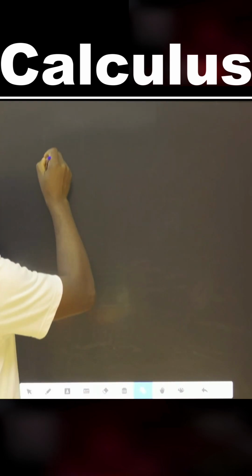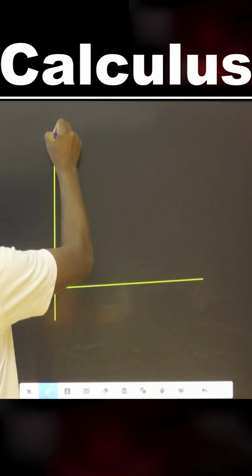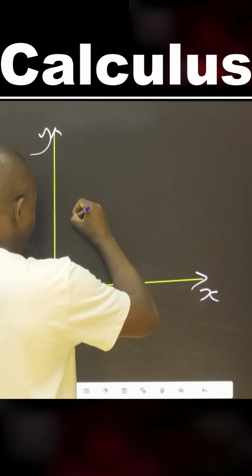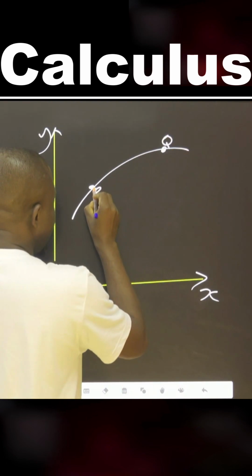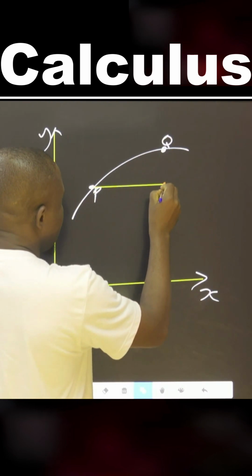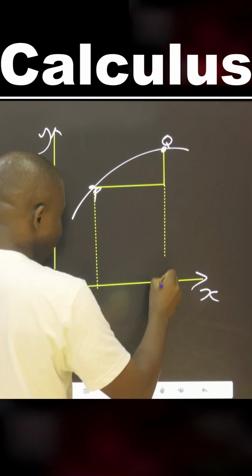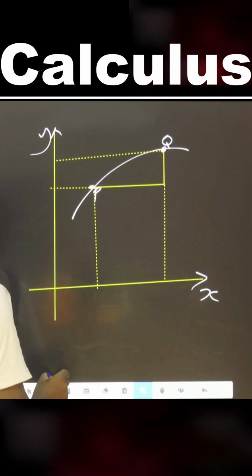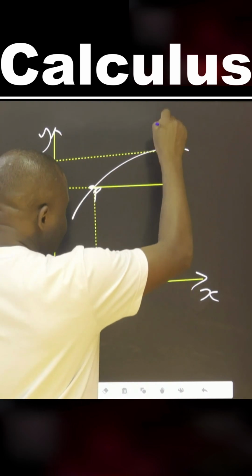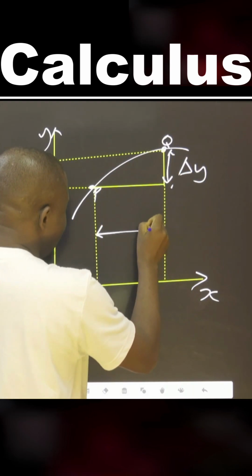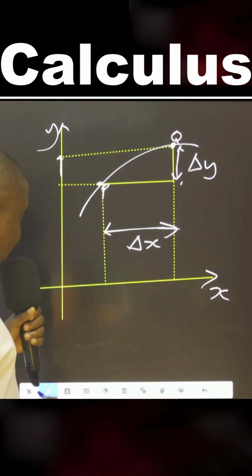Okay? Let's see. We said if this is y-axis and this is x-axis, and we have something like this, we take a point here, say P. We take a point here, say Q. Then we draw this. Then trace this here, trace this here, trace this here, trace this here. We say that here to here is the change in y. Here to here is change in x. That was what we saw in our last class.